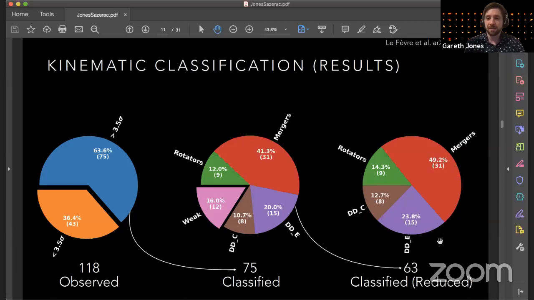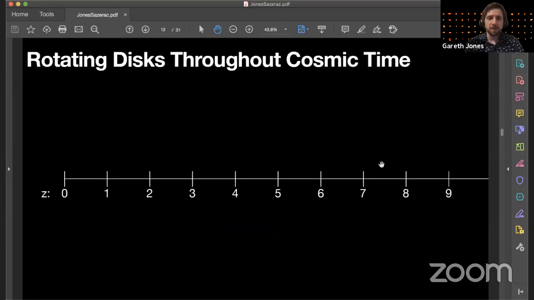We find that roughly half of them are mergers, a quarter are extended resolved dispersion dominated, and the remaining quarter are pretty evenly split between rotators and compact unresolved dispersion dominated. So again, these are for galaxies between redshift 4 and 6. This kinematic diversity, where it's not all mergers and it's not all well-ordered rotators, is nice. You might be surprised that there are any rotators at all around redshift 5, but the fact is that we see rotators pretty much anywhere we look.